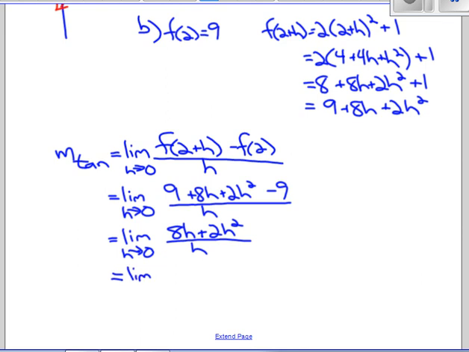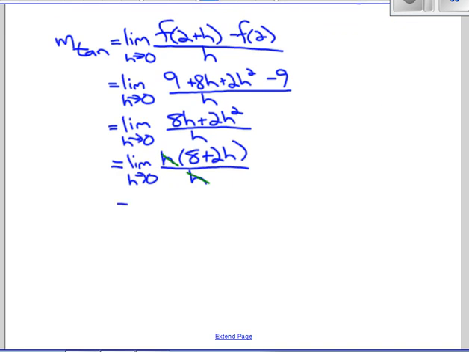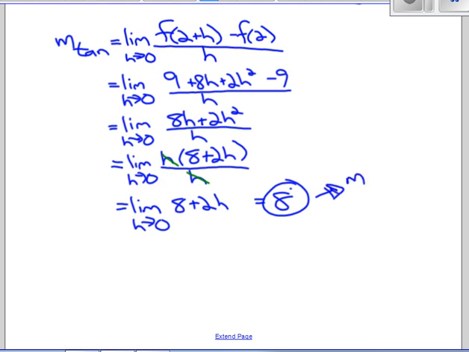I'm just going to take h out as a common factor. You could take 2h, doesn't matter. Sorry, not 8h. But 8 plus 2h. Okay, the h's are gone now. So that gives us the limit as h goes to 0 of 8 plus 2h, which of course is 8. And that is the slope of the tangent at x equals 2.